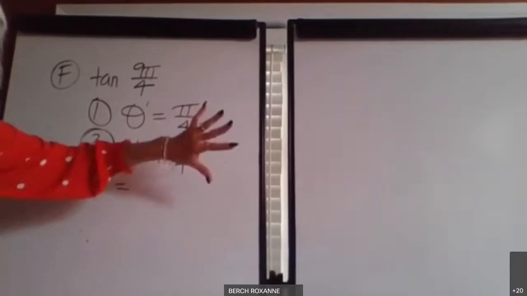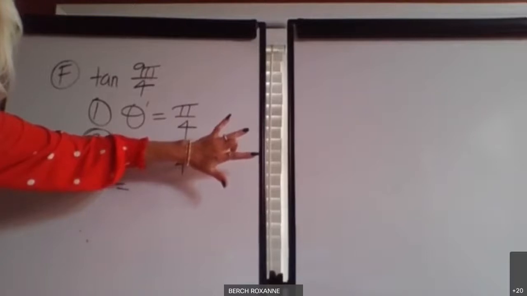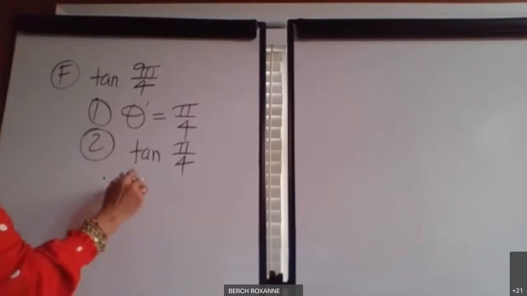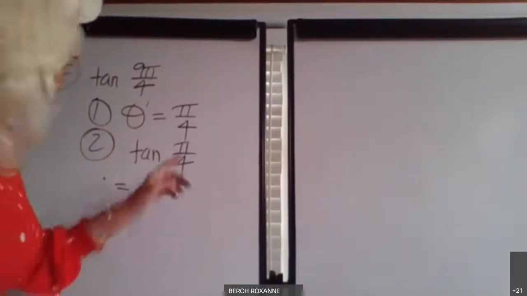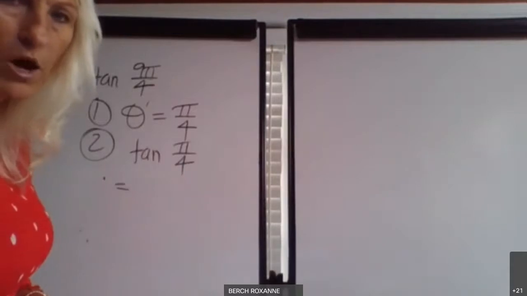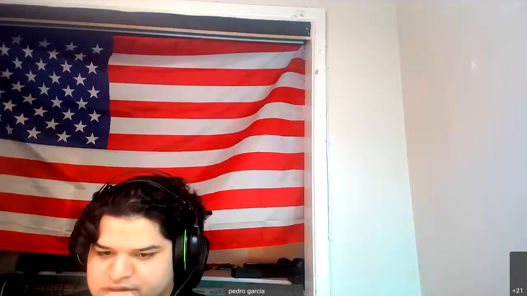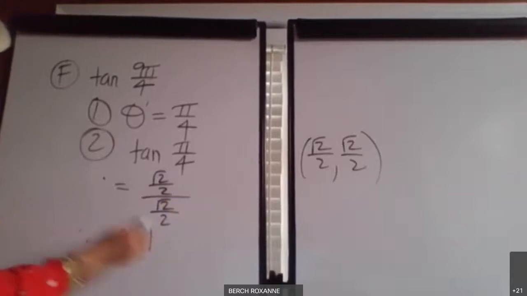So you can hold up your hand, and we know that tangent is y over x. So what is y over x? All right, what's the ordered pair that's associated with pi over 4? It'd be radical 2 divided by 2 and radical 2 divided by 2. And then you would just get 1 because you divide them. Right, but I'm going to show it. It's y over x, which is 1.